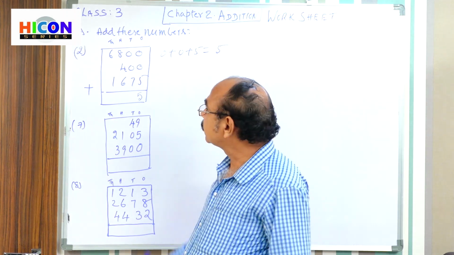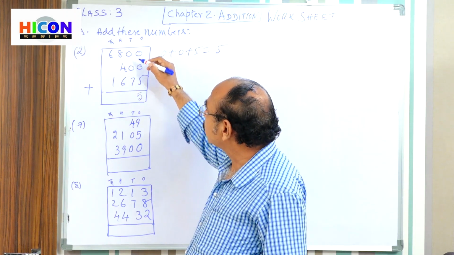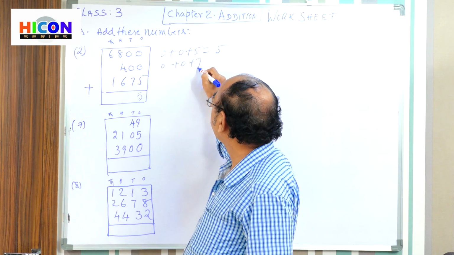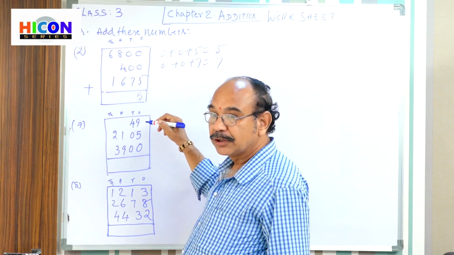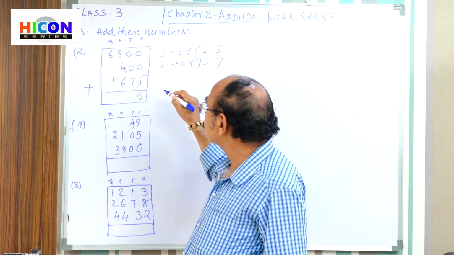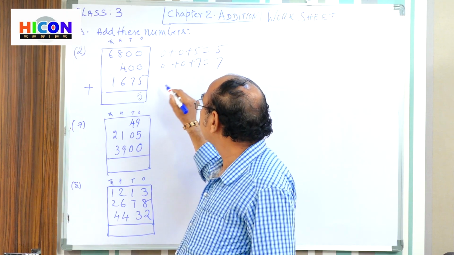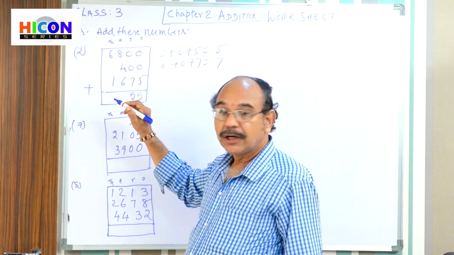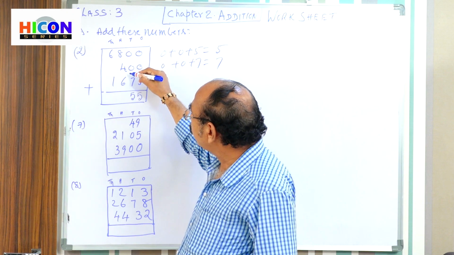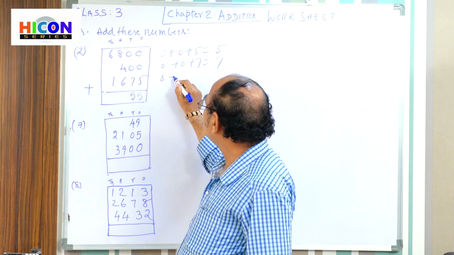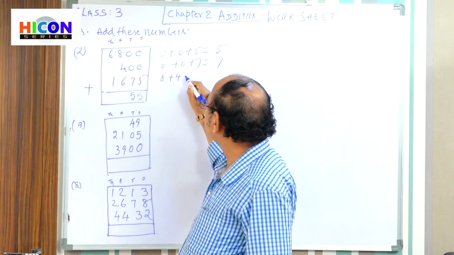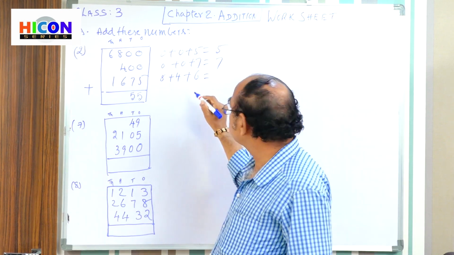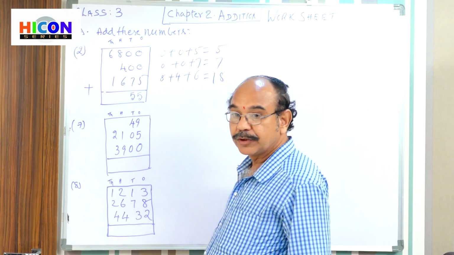Now, take the digits in the tens place. 0 plus 0 plus 7 is equal to 7. We are getting a single digit, so 7 is a single-digit number. We write it in the tens place. Now take the digits in the hundreds place. 8 plus 4 plus 6. 8 plus 4 is 12. 12 plus 6 is 18.